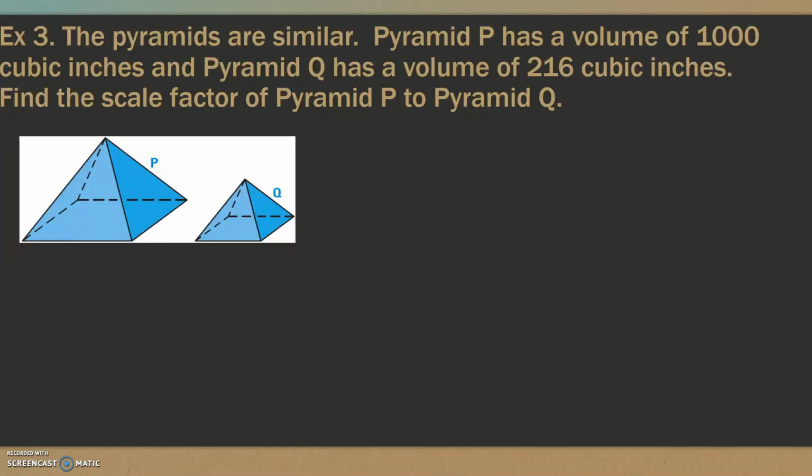All right, these pyramids are similar. So there's a volume of 1,000 for the one on the left, and a volume of 216. So I want to find the scale factor. Whenever I say scale factor, I mean the original a over b. So I know that a cubed over b cubed is 216 over 1,000, but that might be able to reduce. So that's what I'm going to do first. Always reduce your fractions first. So I'm left with 27 over 125.